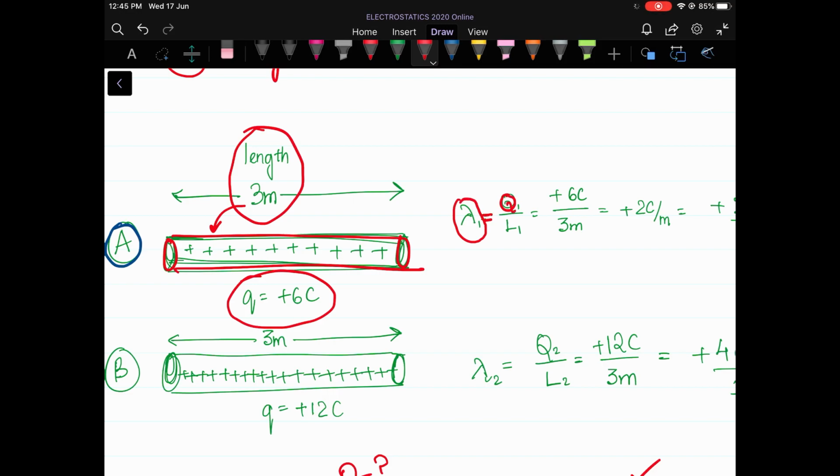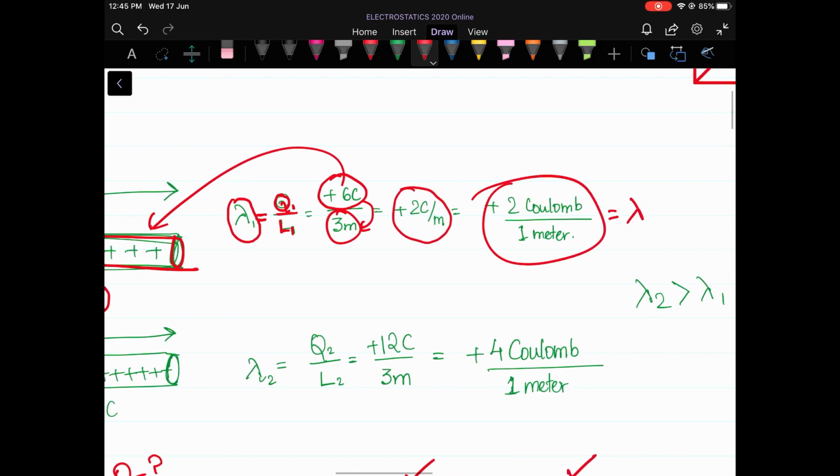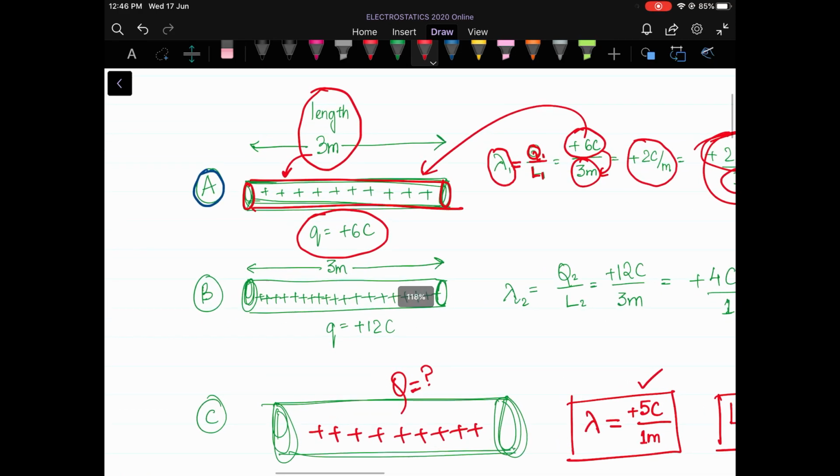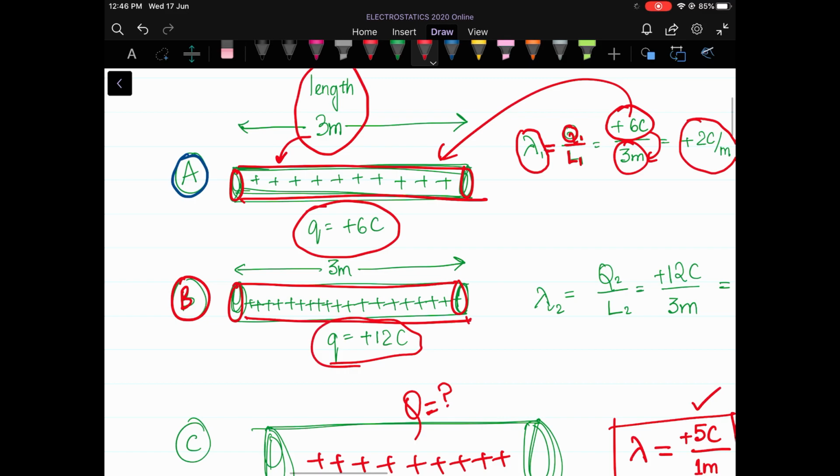That means I am going to divide the 6 coulombs of charge present in this rod by the length of this rod, and when I do that I am going to get 6 by 3, which is 2, so we get 2 coulombs per meter. This is what is known as density in this example. It simply means that every meter of the length of this rod has a charge of 2 coulombs. If I compare with the second case, which is your B, we have not the same amount of charge, but we have 12 coulombs of charge.